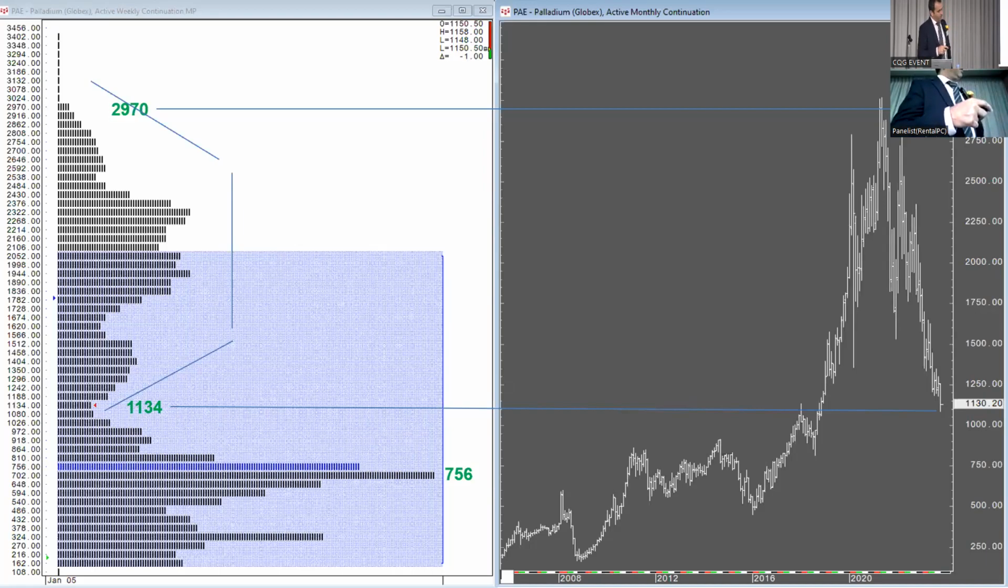There's less to work on an actual traditional bar chart. So there's a lot more information that can be applied using a different type of chart and a different instrument.